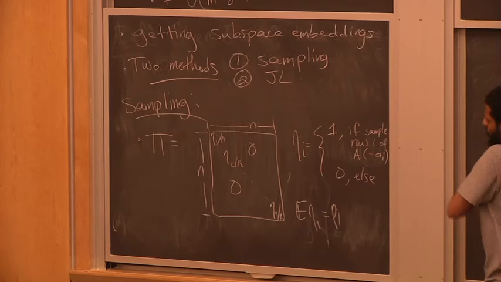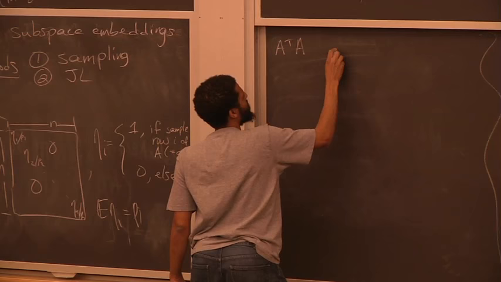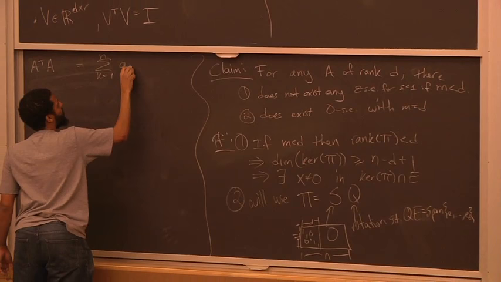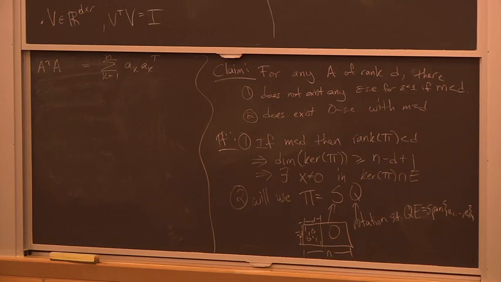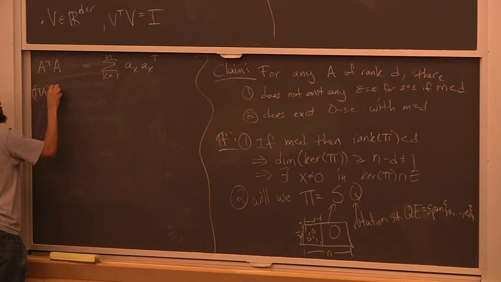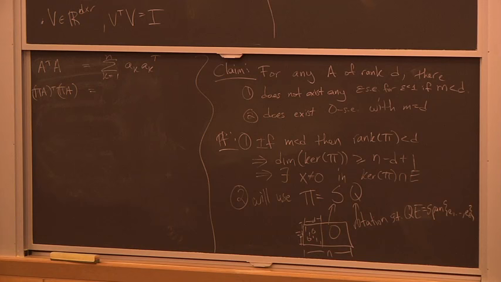So remember that A transpose A is equal to the sum, k goes from 1 to n, of a_k a_k transpose, where I'm thinking of a_k as a column vector. So the ith row of A is actually a_i transpose. So then pi A transpose pi A. Actually, to be technically correct, I should put a square root on the p's. So pi A transpose pi A.